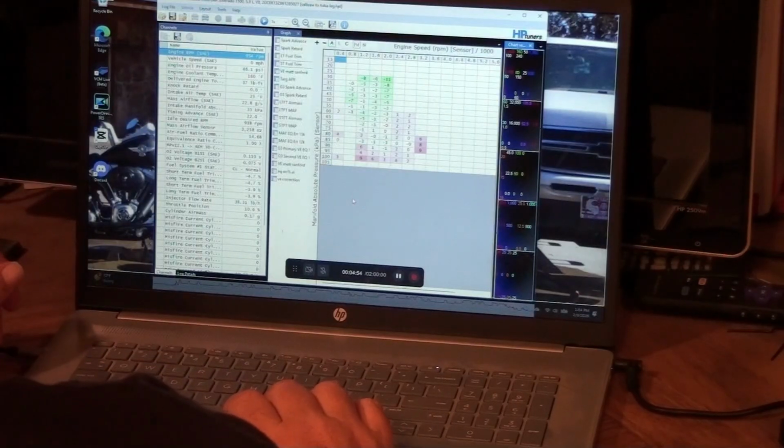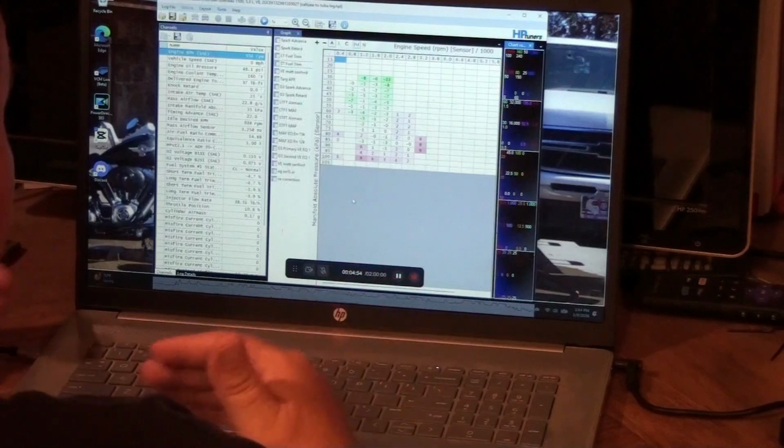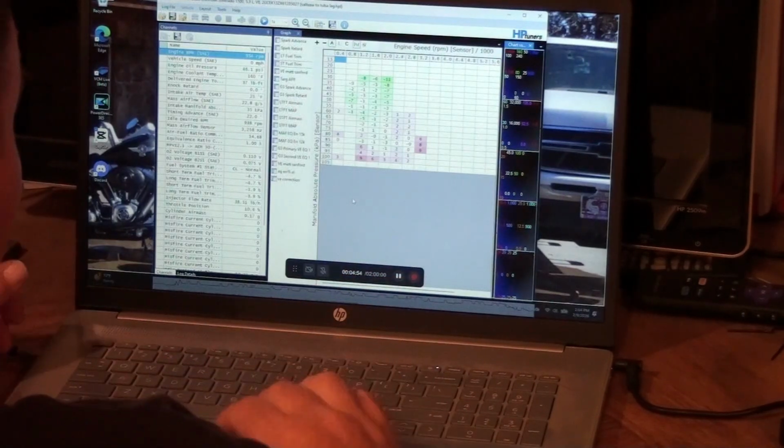Fuel trims are also our safety checkpoint. They're our health checkup. They're telling us if our tune is accurate or not accurate.